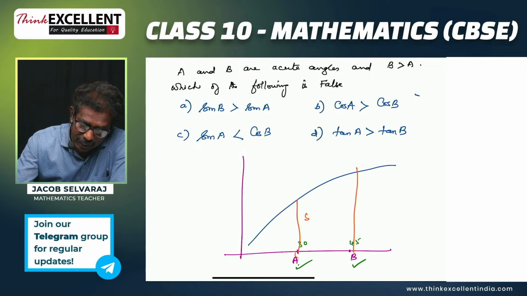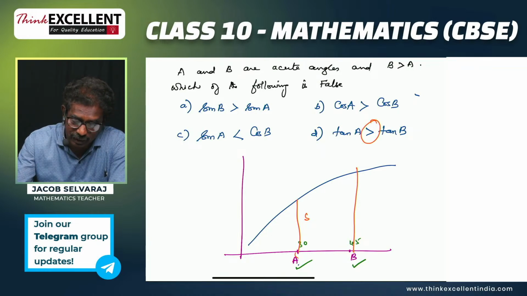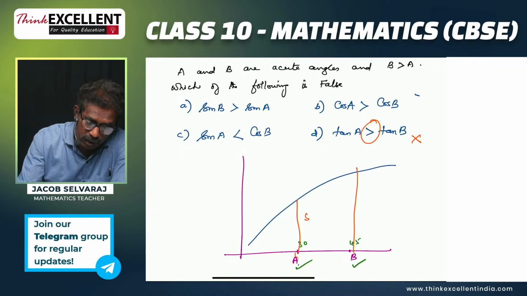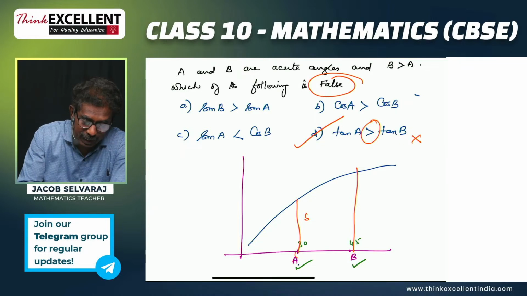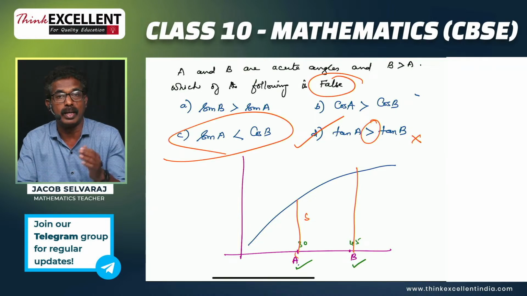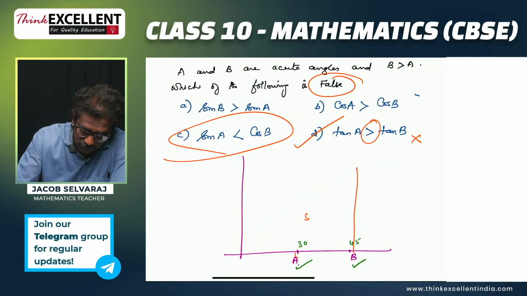But here they said tan A is greater than tan B. So that is the wrong one. That is a wrong statement. Which of the following is false? So that is a false one. Let us check this also. One is in sine, one is in cos also, right? So be very careful.